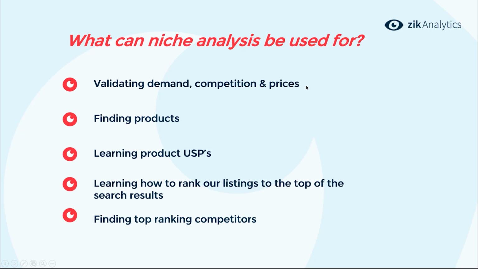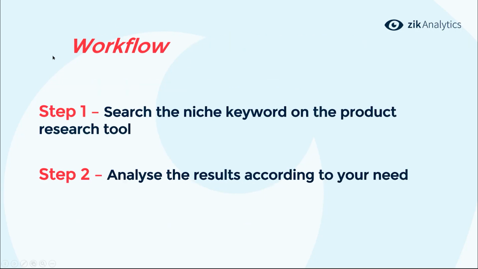And I'm going to go through the workflow, and then I'm going to share my screen and dive into my ZIK Analytics account to show you how we actually find niches and do niche analysis. So workflow. Step 1 is search the niche keyword on the product research tool of ZIK. I showed you a sneak peek in the previous video, showed you how I took a niche idea from the category research tool and searched it on the product research tool. So this is what you do.